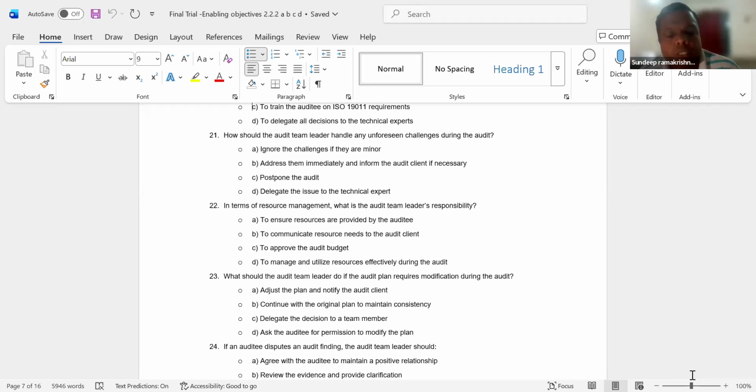Question number 22. In terms of resource management, what is the audit team leader's responsibility? A. To ensure resources are provided by the auditee. B. To communicate resource needs to the audit client. C. To approve the audit budget. D. To manage and utilize resources effectively during the audit.